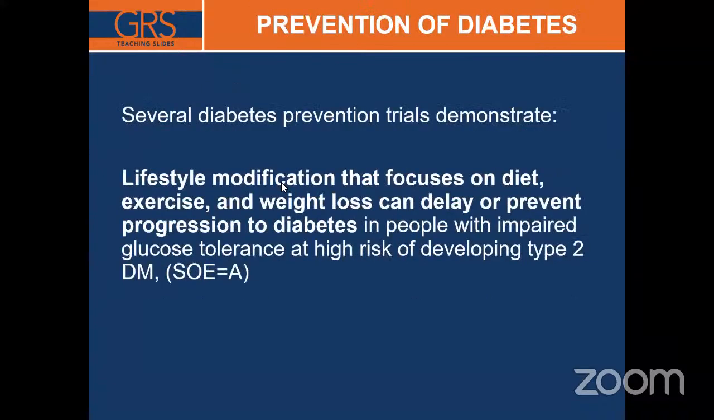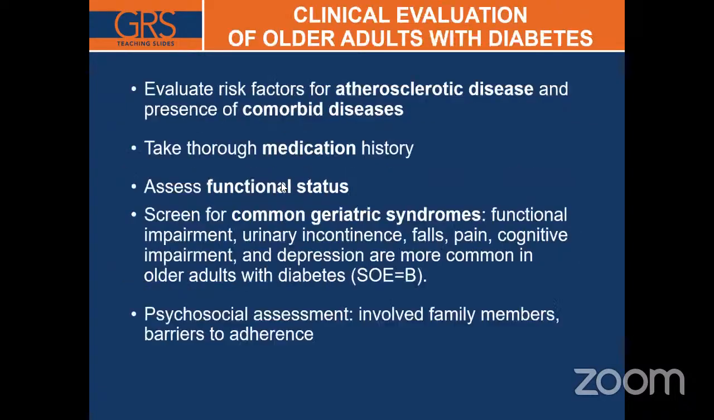So, prevention of diabetes. Several diabetes prevention trials demonstrate that lifestyle modification that focuses on diet, exercise, and weight loss can delay or prevent progression to diabetes in people with impaired glucose tolerance who are at high risk of developing type 2 diabetes.